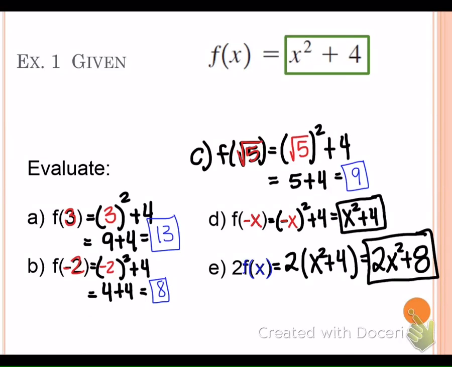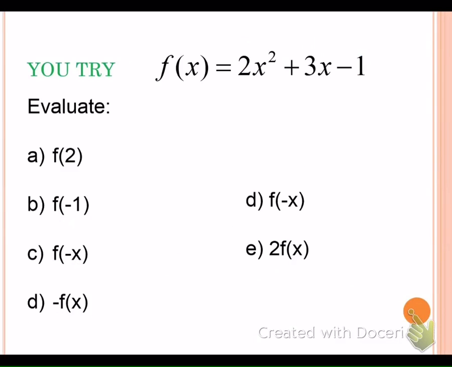Here we go. Copy down the next type of problem. Copy down this next one. I think it gives us another one here.